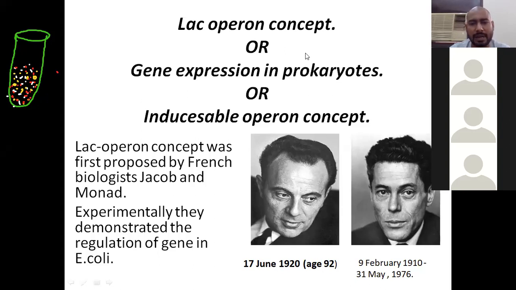First one is the lactose. Red color is known as the lactose, yellow color is known as the glucose, and white color is the E. coli bacteria. Okay, this is the E. coli bacteria.